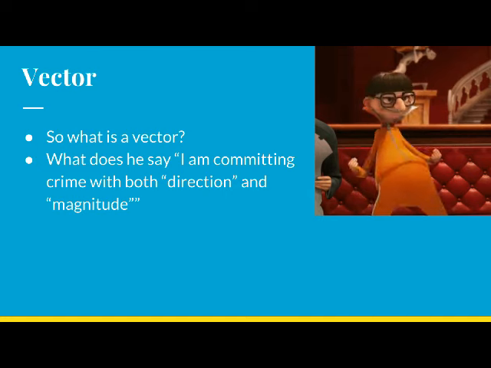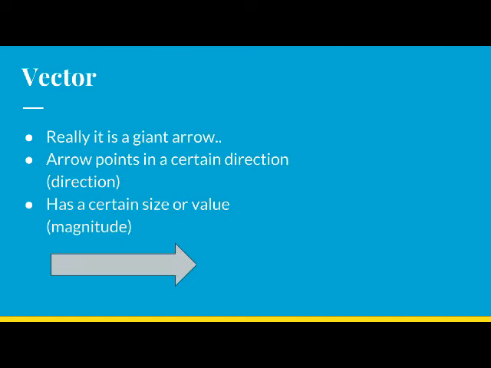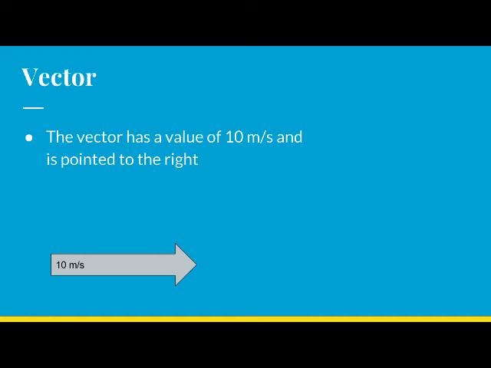But what does direction and magnitude really mean? Okay, so really a vector is like a giant arrow. You can think about it as a giant arrow. And an arrow points in a certain direction, right? So that's the direction part of what he's saying. And then it also has a certain value or magnitude. So magnitude is just a fancy way of saying amount or value, okay? And so I'm going to give you some examples of vectors.